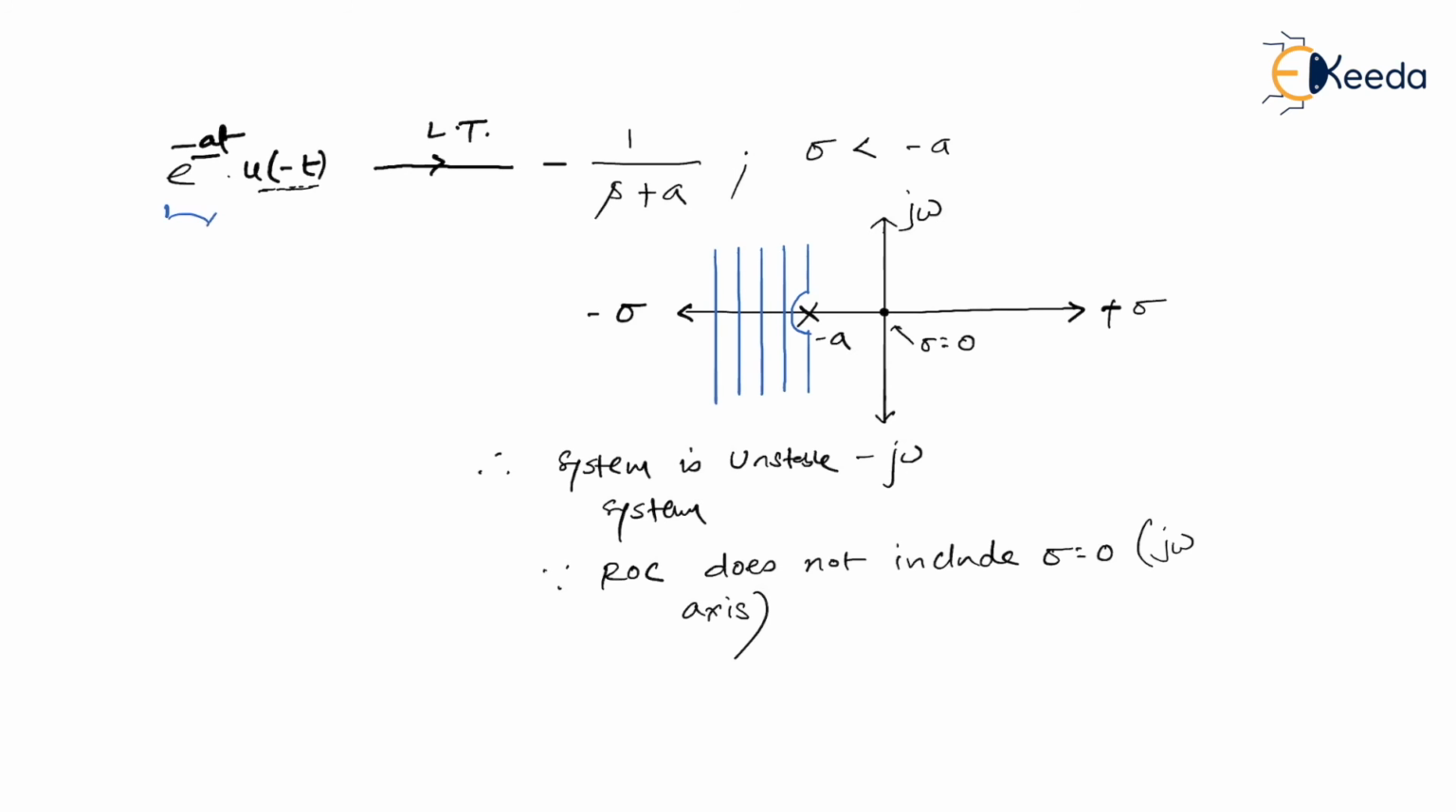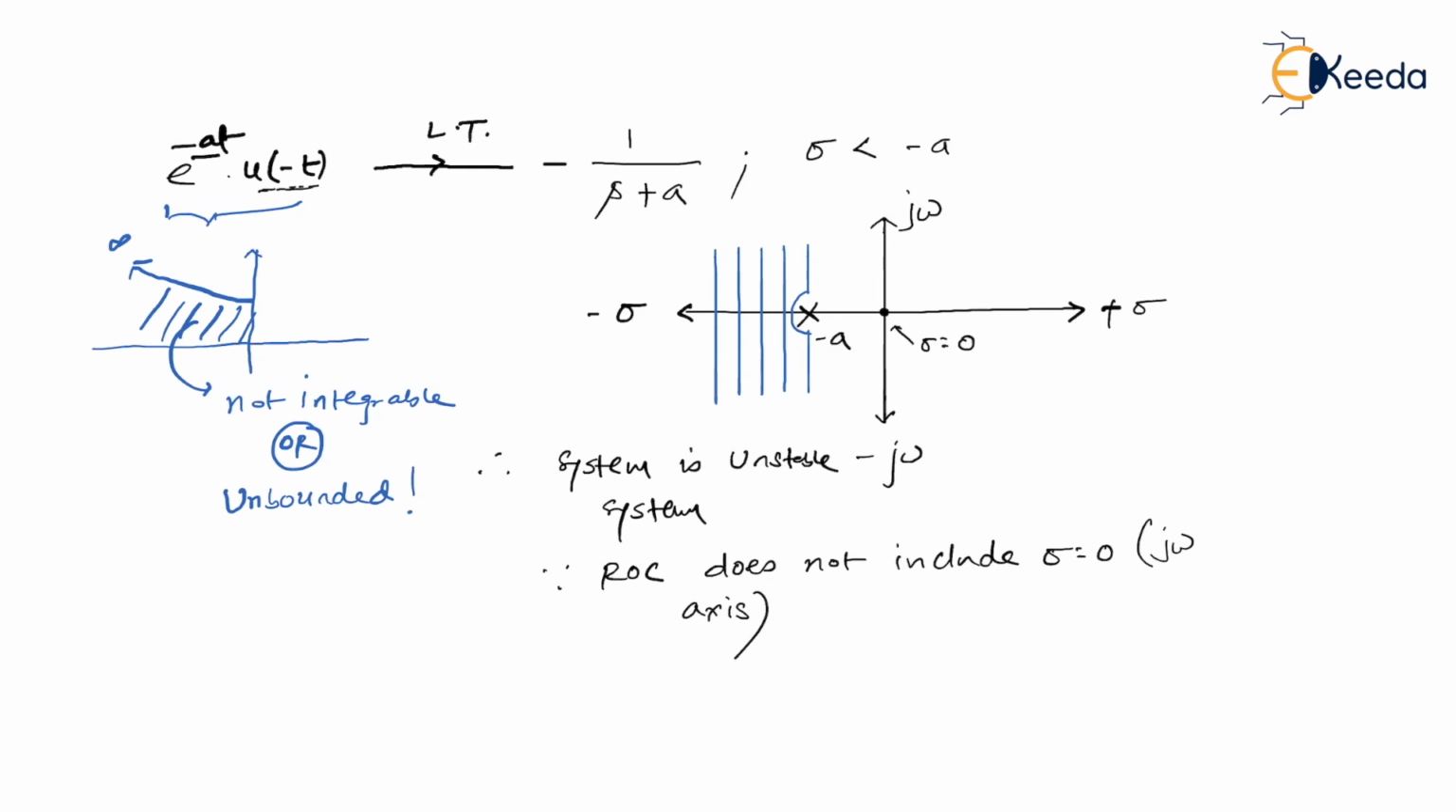If I want to plot e to the power minus at u of minus t, it is a negative exponential curve present only at right hand side. So as you can see, it is approaching towards infinity. Area under the curve for this is infinite, meaning that this is not integrable. This is not integrable means it is unbounded. If it is unbounded, it means it is unstable. And therefore, Fourier transform does not exist.